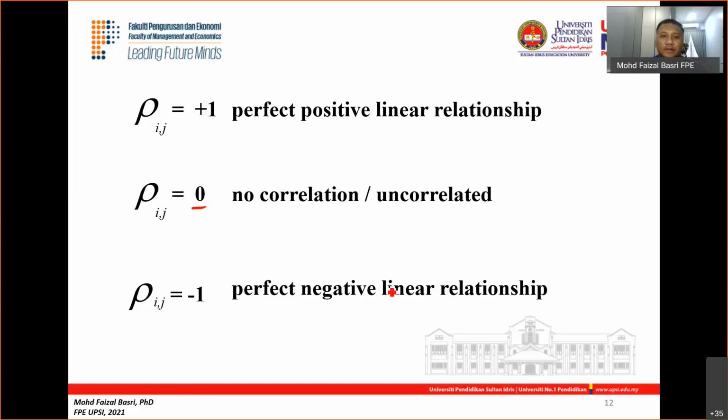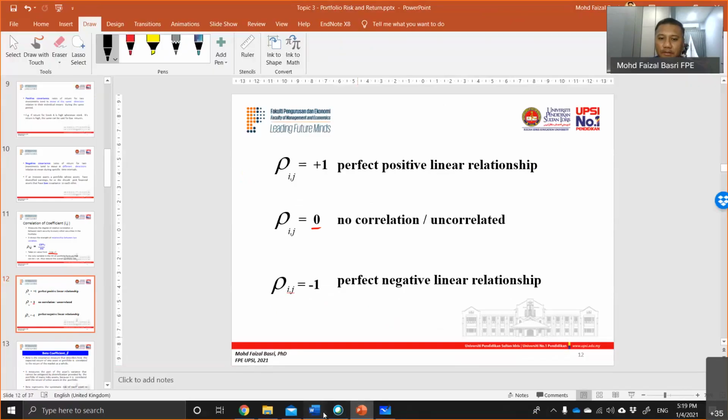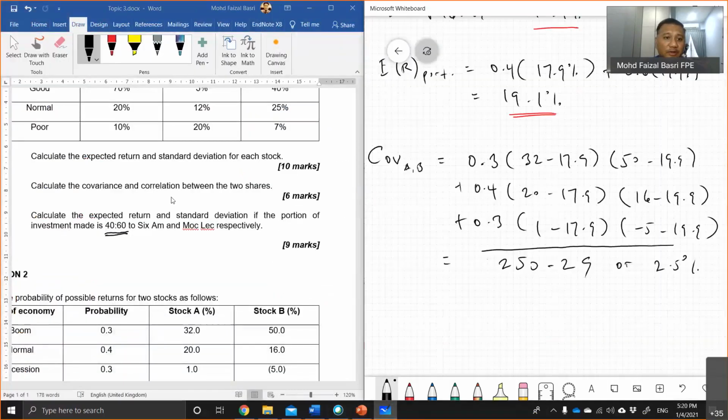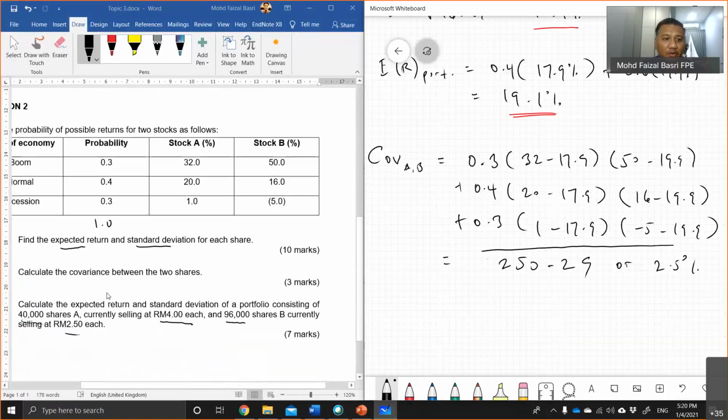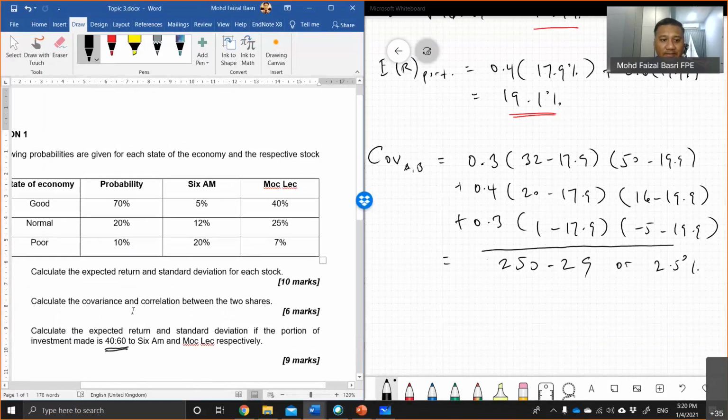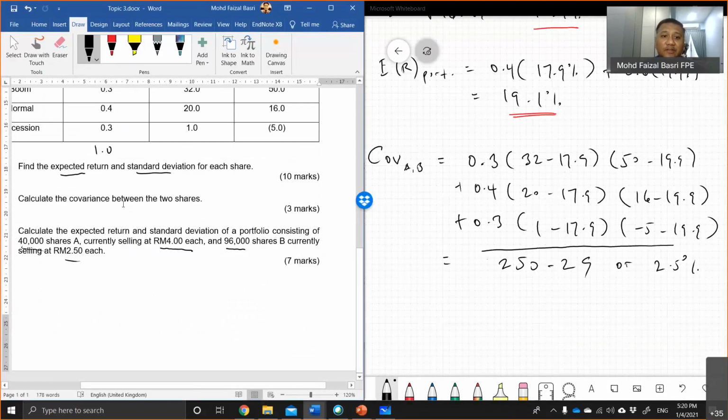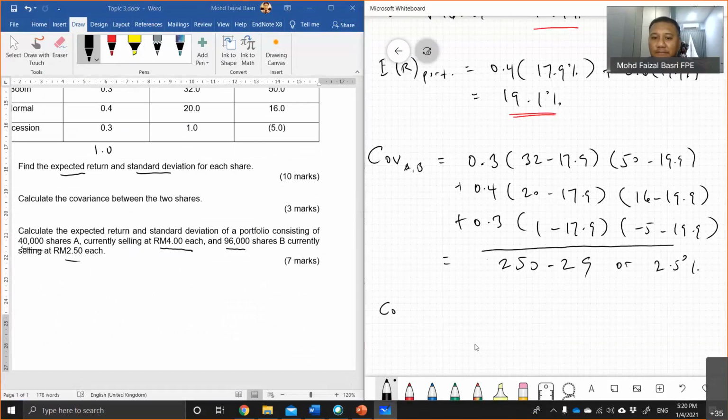Okay, so let's try. Even though the question doesn't ask for correlation, untuk soalan ni dia tak tanya, but for example, the earlier question number 1, they asked for correlation. So look at the question. If the question asks for it, then you calculate. But for this one, they don't ask for it. But for the sake of explaining to you, let's calculate the correlation of stock A and stock B.